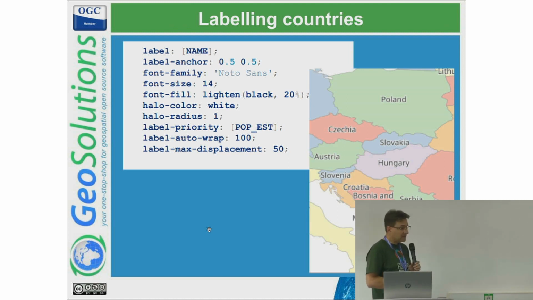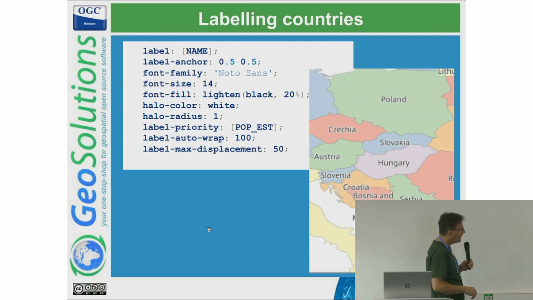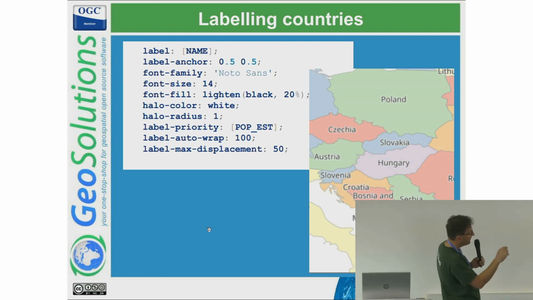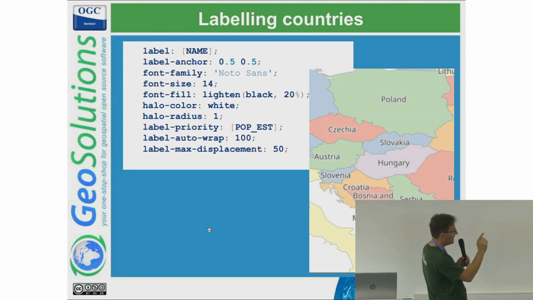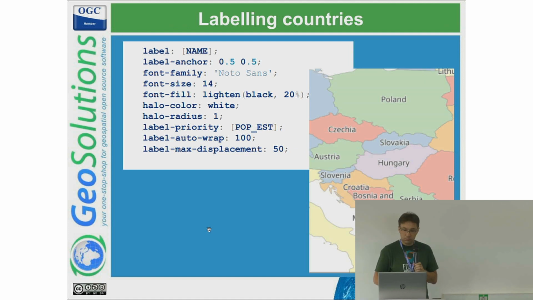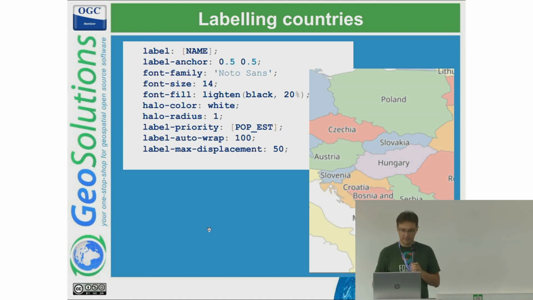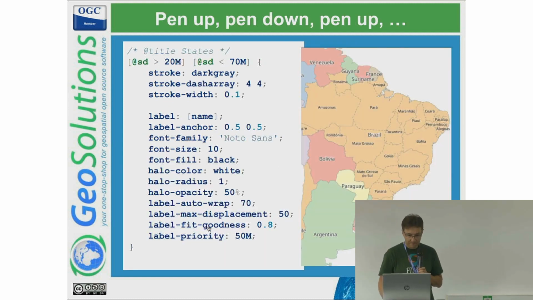And then we can see that there is some auto-wrapping at 100 pixels to wrap around long labels. In this case, we have an example there with Bosnia and Herzegovina. And, well, there are a lot of long names in Africa as well that need this auto-wrapping.